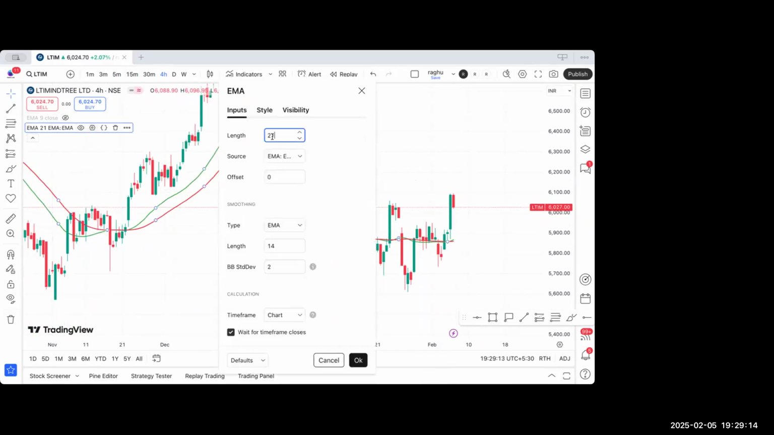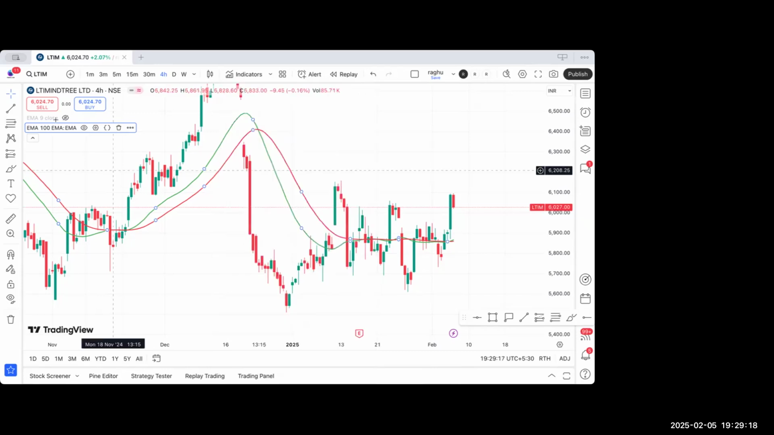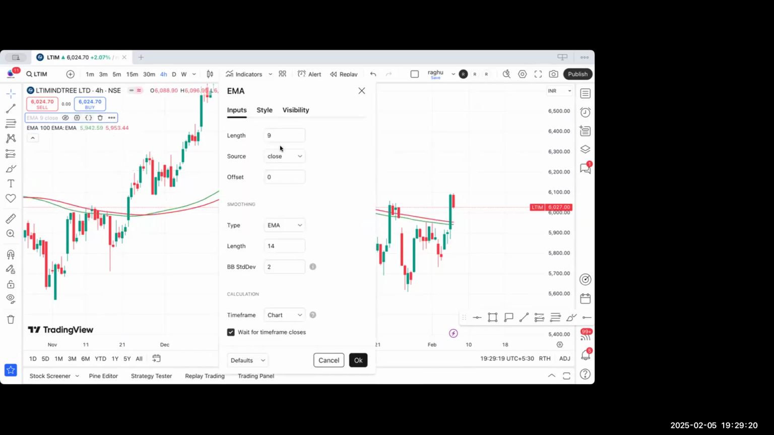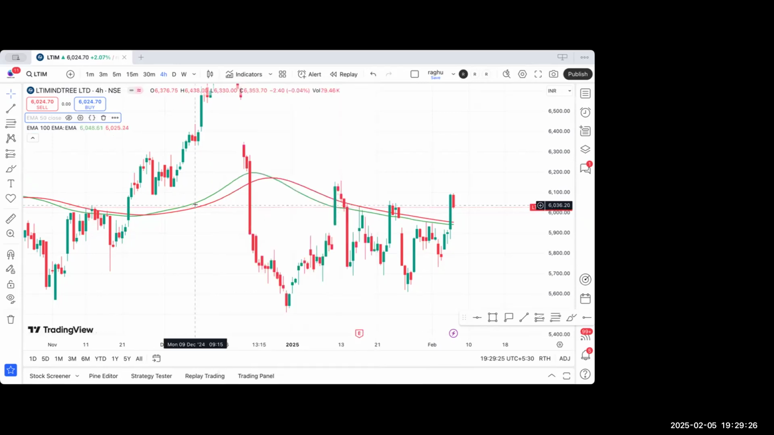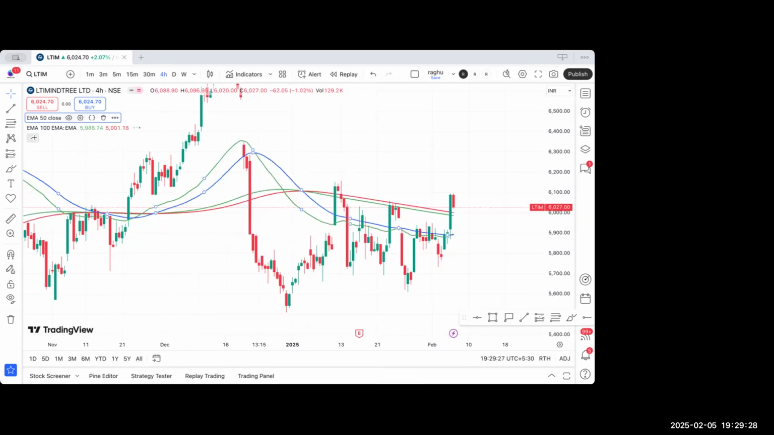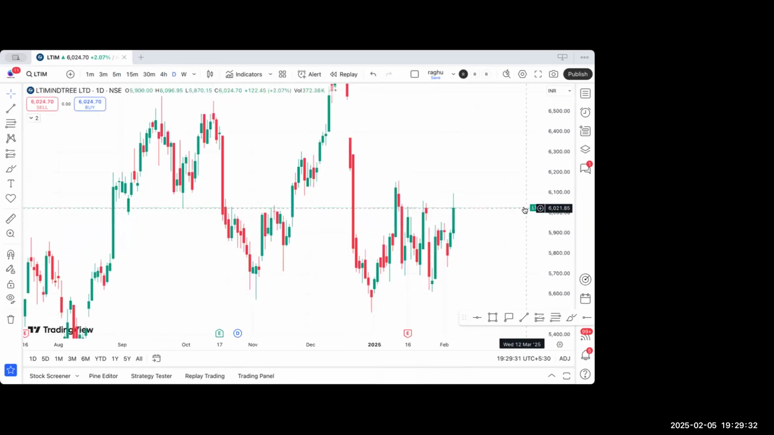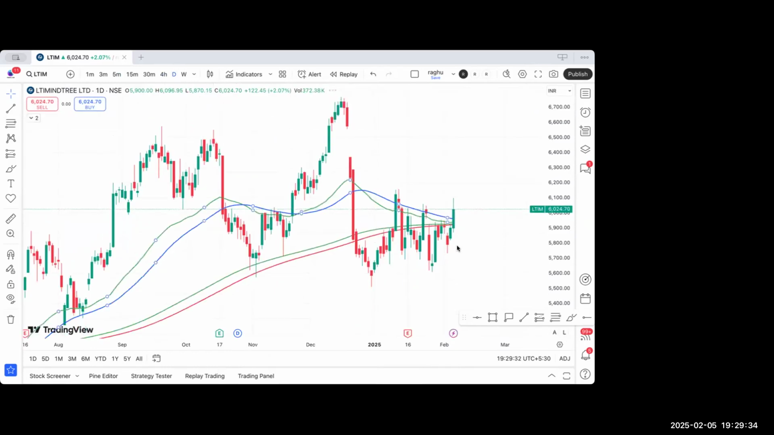Now you need to change the setting. I'll keep it 100 and I'll make this 50 and I'll activate both. This is in a daily time frame. Now you tell me what is tomorrow.